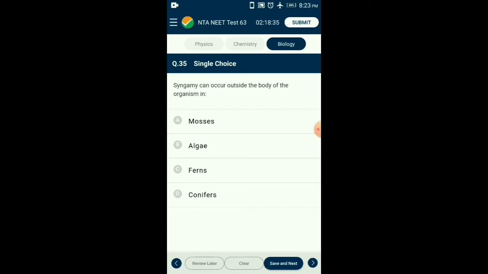Syngamy can occur outside the body of the organism. Fusion of male and female gamete is called syngamy. External fertilization is present in lower plants and occurs in water. It occurs in algae where both male and female gametes are released in water where they come in contact and undergo syngamy. So the answer for this question is option B, algae.